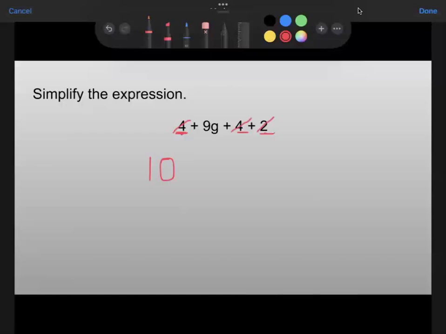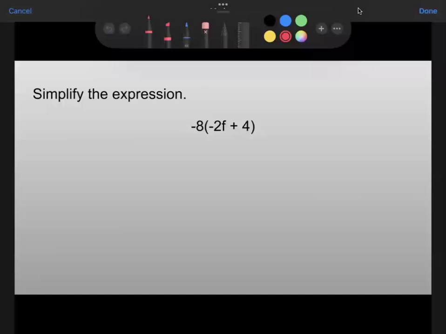And then all I have left is 9g. There's no other terms with a g to the first power, so that means I'm just going to rewrite that into the expression and not combine it with anything. My final answer here would be 10 plus 9g, or I could flip it around and make it 9g plus 10.